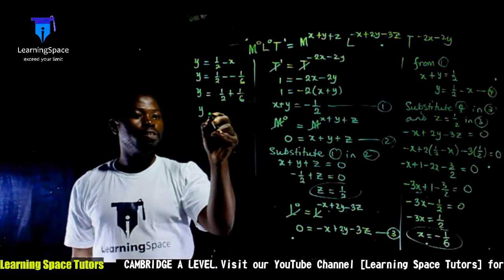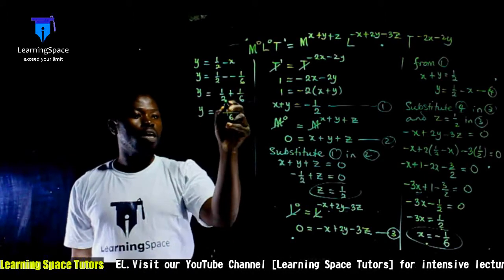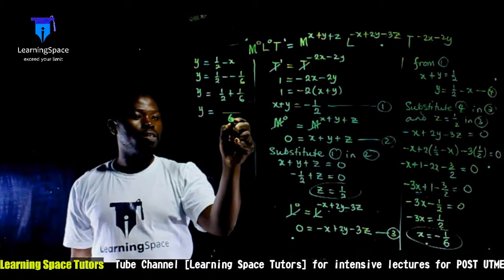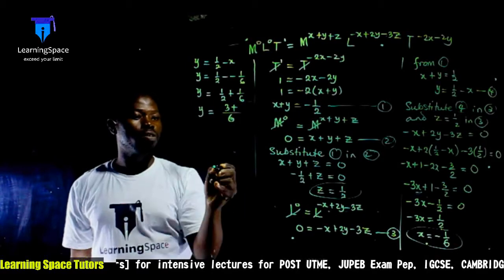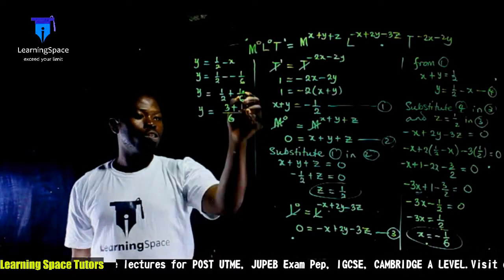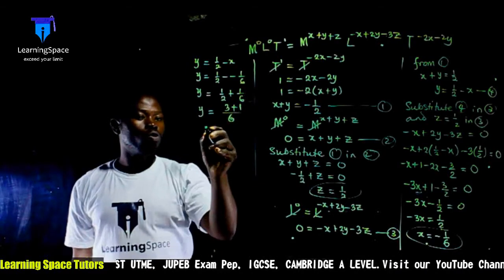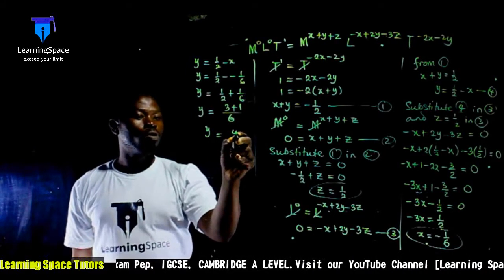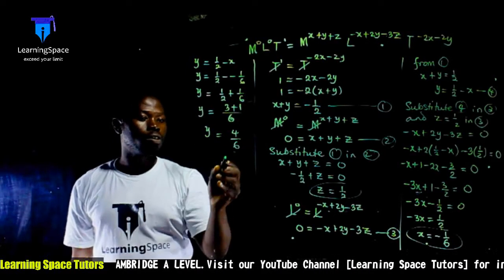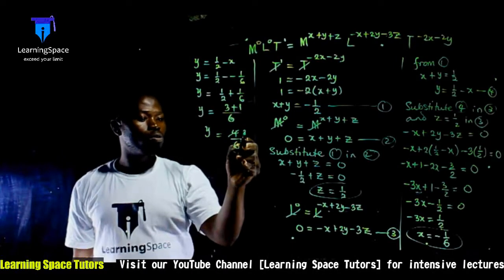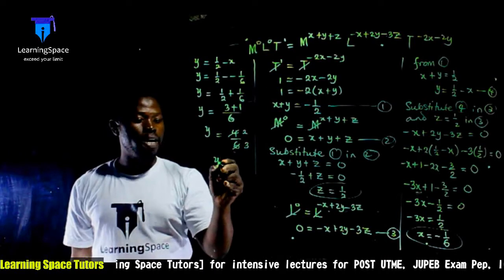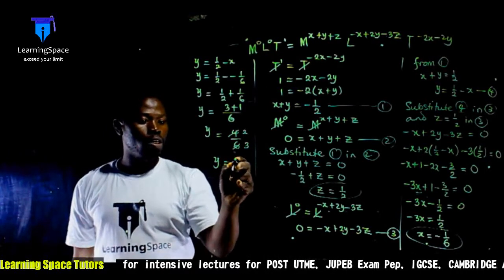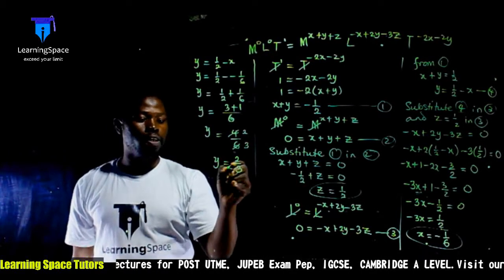The LCM is 6. How many times does 2 go into 6? That is 3. 3 times 1, 3. How many times does 6 go into 6? 1. 1 times 1, 1. So your y is equal to 4 all over 6. 2 into 4, 2. 2 into 6, 3. So your y invariably is 2 all over 3.